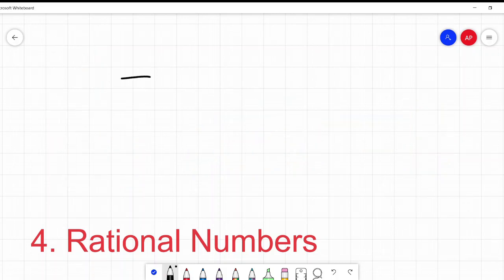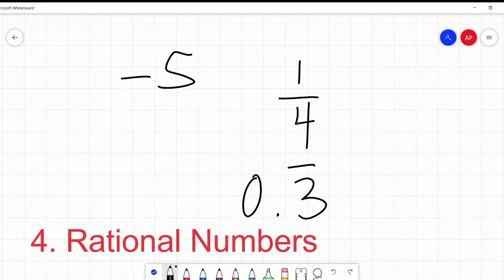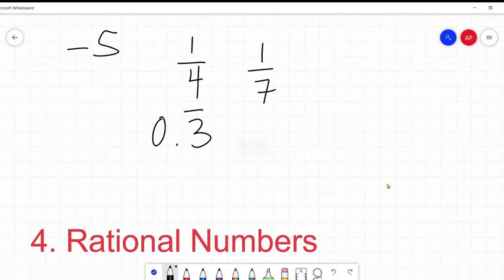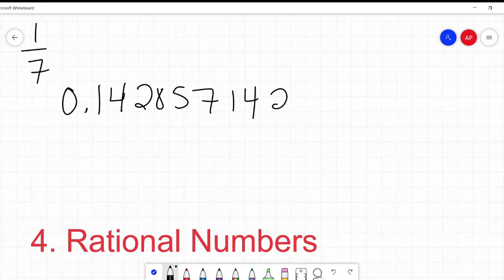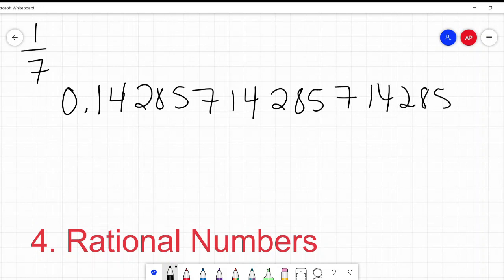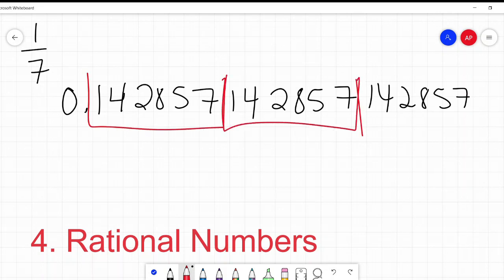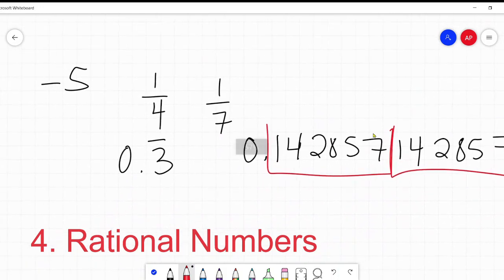So we have our integers, like negative 5 is rational. 1/4 is rational. 0.3 repeating is rational. 1/7 is rational. Interestingly enough, if you divide 1/7 on a calculator with a shorter display, it doesn't look like a rational one, because you'll see something like 0.142857. You're like, oh my goodness, that's an irrational number. But no, if you have a longer display, it just keeps going. This is actually a repeating decimal. That pattern keeps repeating.